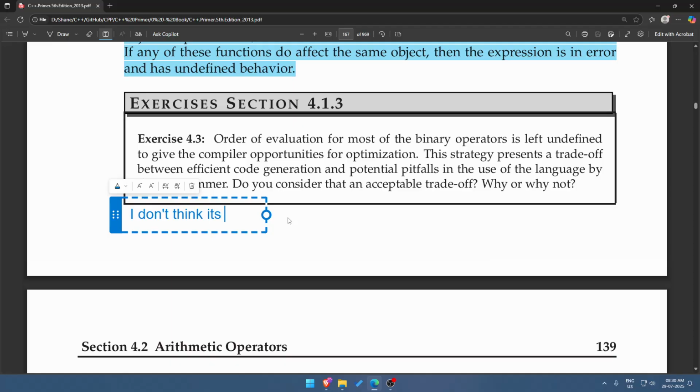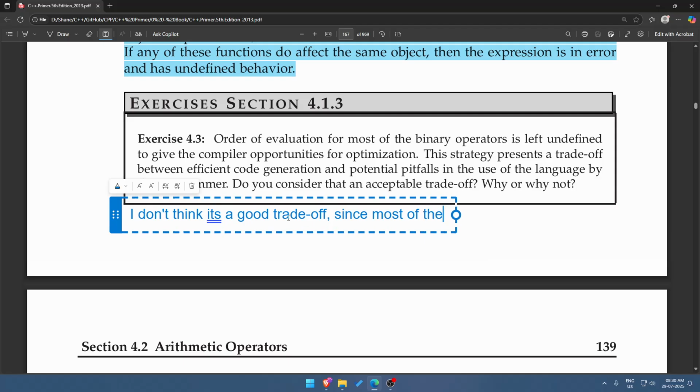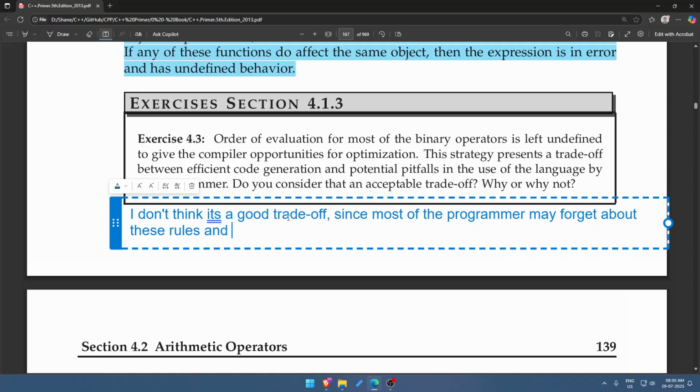I don't think it's a good trade-off, since the programmer may forget about these rules and execute code which works on one compiler while it doesn't on another.